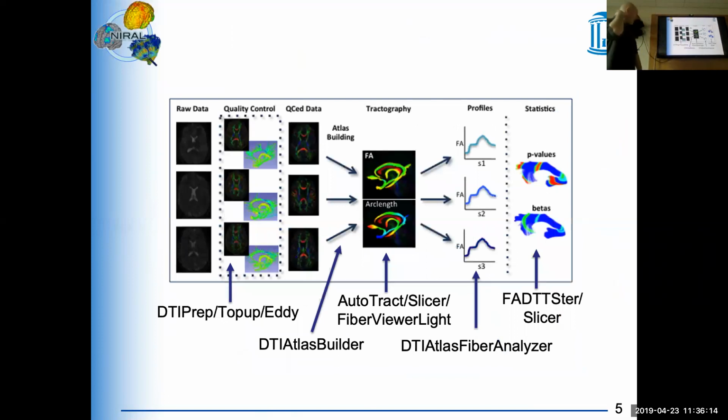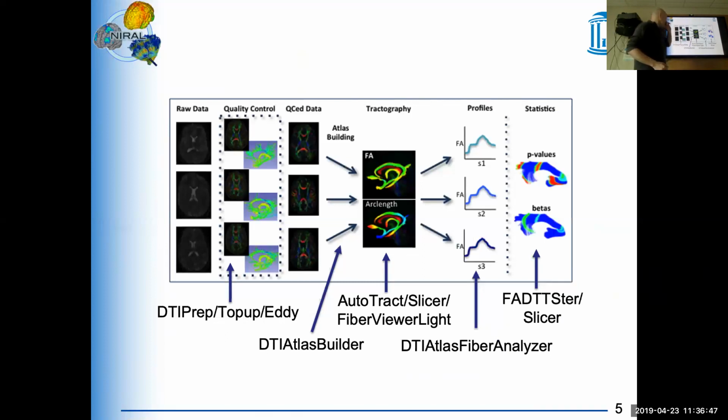And just here to show what are the individual tools that you use for these individual steps. So quality control, we talked very close, DTIPrep, TOPUP, eddy, DTI AtlasBuilder to build the atlas. There is also in ANTs, when you get ANTs, an ANTs AtlasBuilder there. Unfortunately, it doesn't directly segue into DTI data. So you need a little bit more sophistication if you want to apply that AtlasBuilder to DTI.